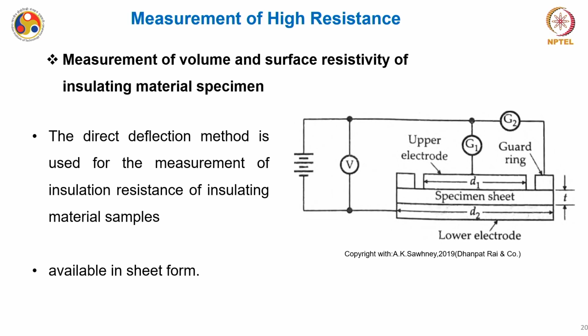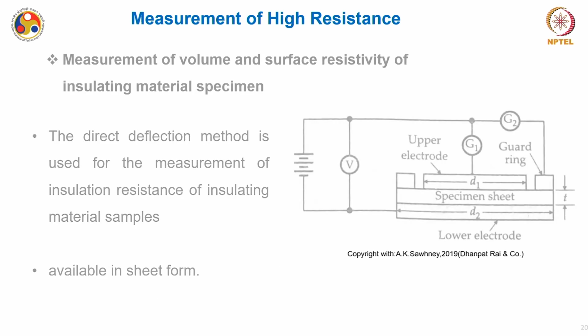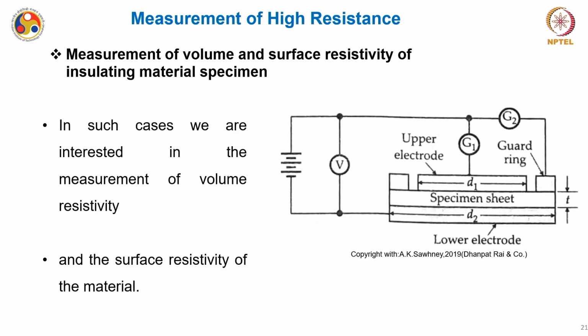Now the direct deflection method is used for the measurement of insulation resistance of an insulating material sample, which is also in sheet form. So this is one configuration we have seen, but then we have another configuration like this, where what you are trying to measure is not the resistance, but basically the volume resistivity and the surface resistivity of the material.